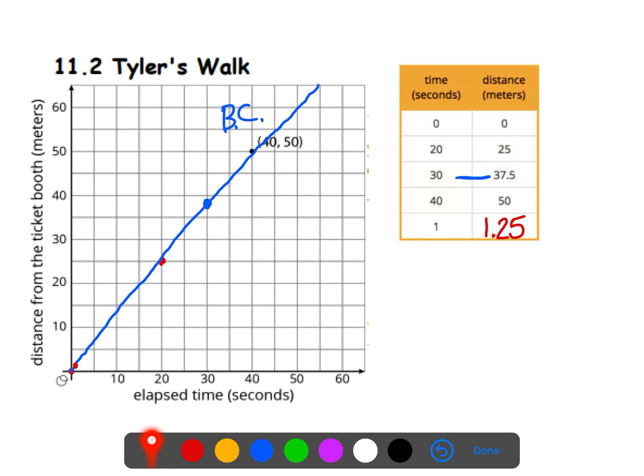Part E says, how far away from the ticket booth was Tyler after 1 second? Now that would be difficult to tell here on the graph. What we would need to use is what we did here in the table. We would use a ratio or a point that we're given to figure out that unit rate. After 1 second's time, he went 1.25 meters. All right, it says label the point on the graph that shows that information. So the best way to do that would be the same way that this point was shown on the graph, the 40, 50. I would write that here as 1 and 1.25.